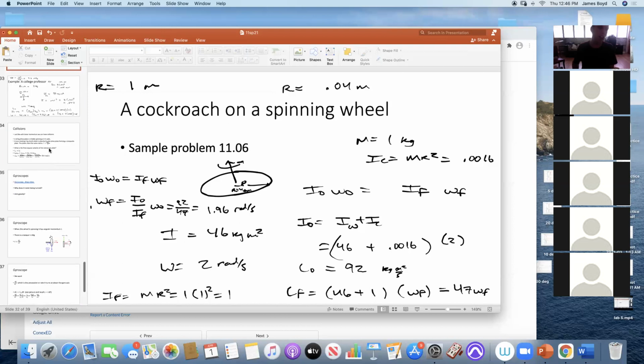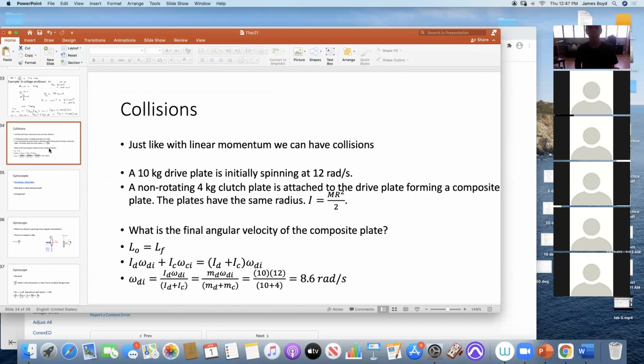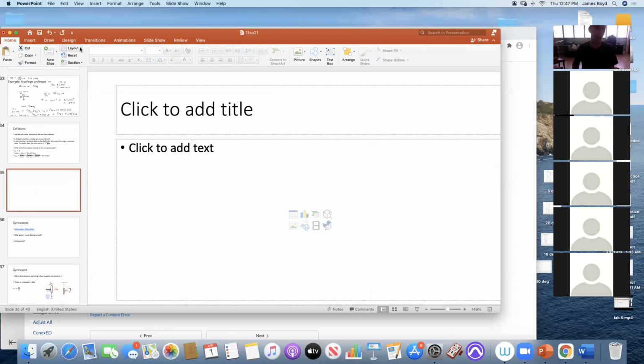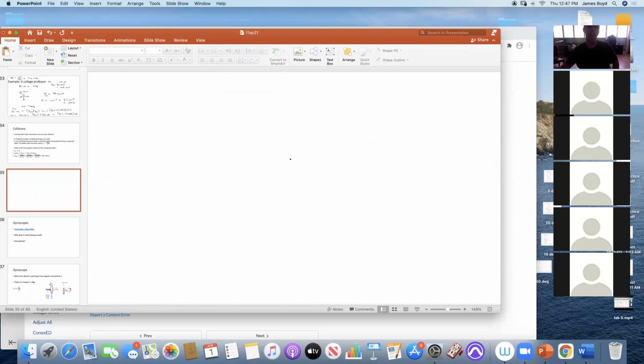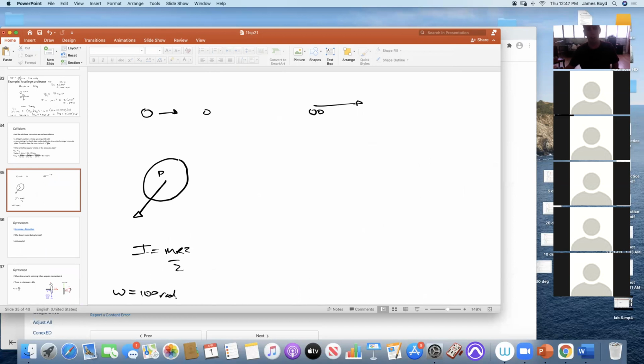There's one other thing to talk about, and that's collisions. We can have rotational collisions, inelastic. So remember, in an inelastic collision, ball one goes towards ball two, they stick together and they both travel away. In your car's transmission, there's something called gears, and we're going to say that this is a drive gear, and let's say it has mR squared over 2, and it's initially traveling at 100 rad per second, right? And there's a second plate behind it called a clutch plate that's not moving. It's got nothing to do with it.